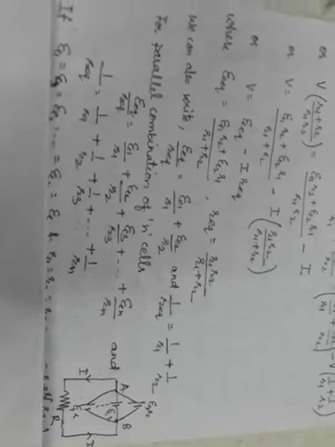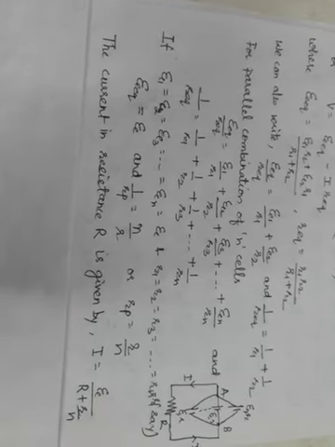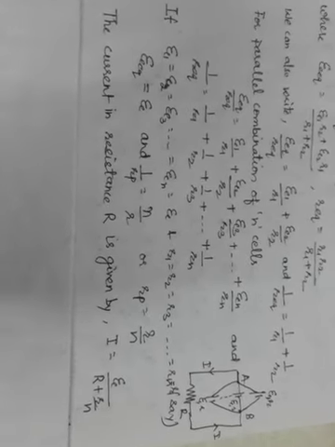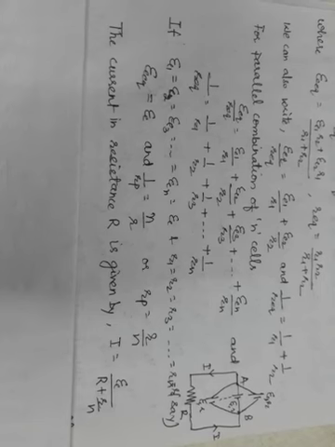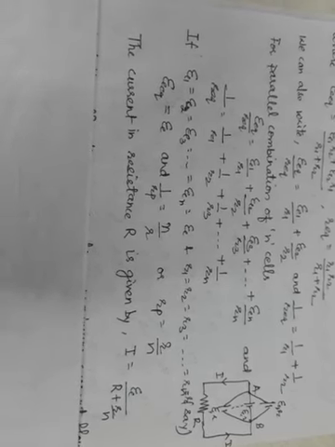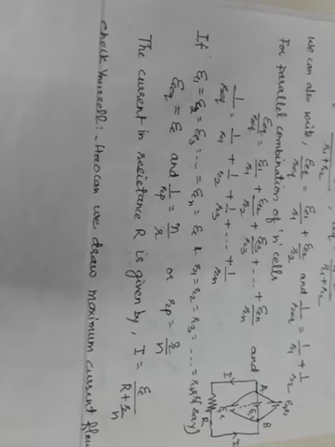Now here I am considering n cells. If I consider n cells, then the generalized formula will be E equivalent upon R equivalent equal to E1 upon R1 plus E2 upon R2 and so on up to En upon Rn, whereas 1 upon R equivalent will be equal to 1 upon R1 plus 1 upon R2 and so on up to 1 upon Rn.